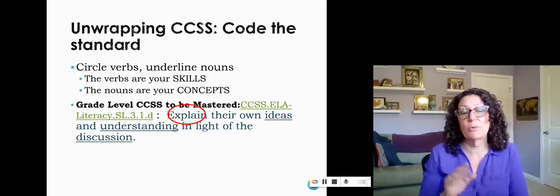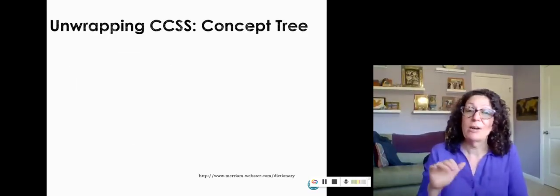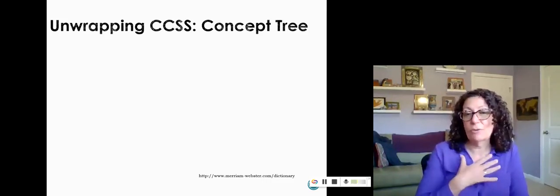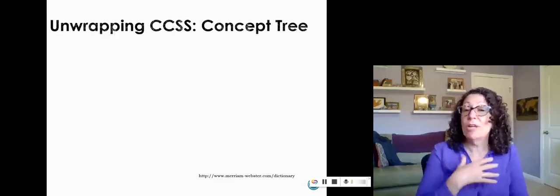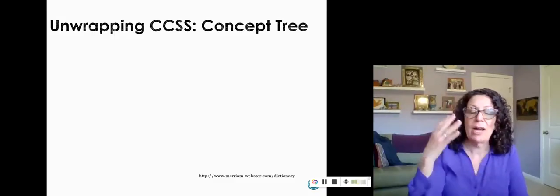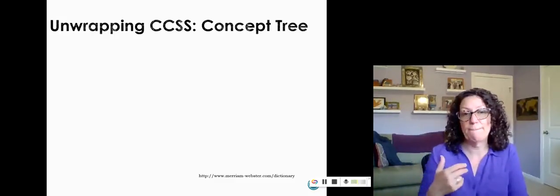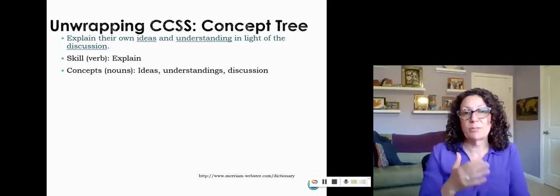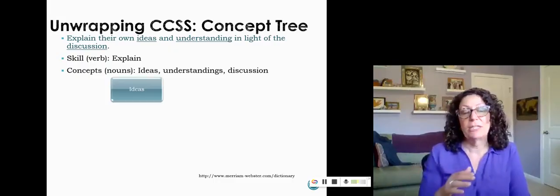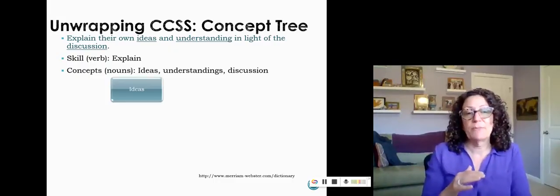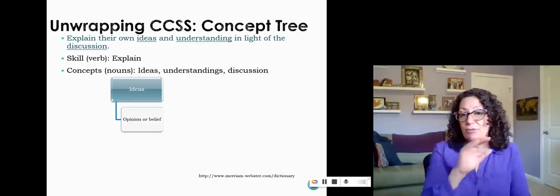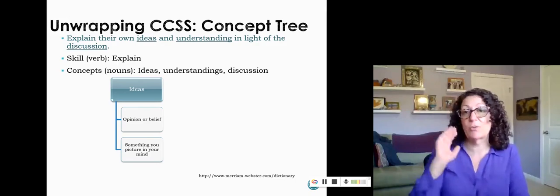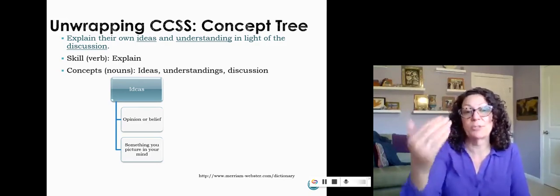In each case, though, we're going to make what we call a concept tree, and we're going to define each one of these concepts. So if we're clear on what the standard is asking for, we can clearly teach children. If we don't know what the standard is saying, I don't know how we could possibly teach kids to do that thing. So here's the standard again. Our verb is explain, our concepts, ideas, understandings, and discussion. So I created this smart chart for ideas, and I used Merriam-Webster's dictionary. An idea is an opinion or a belief, something you picture in your mind. So this is a way that we can help ourselves understand so we can help children understand.